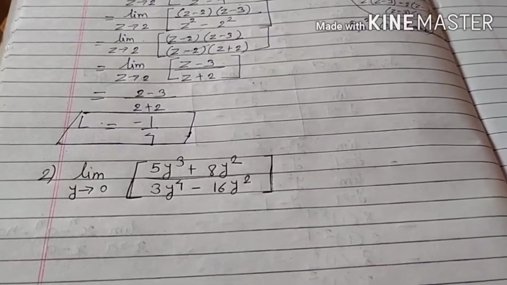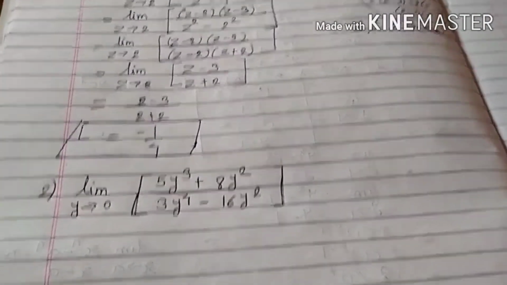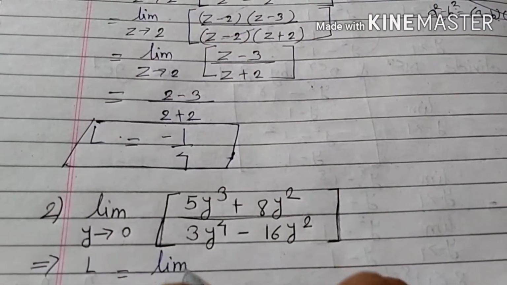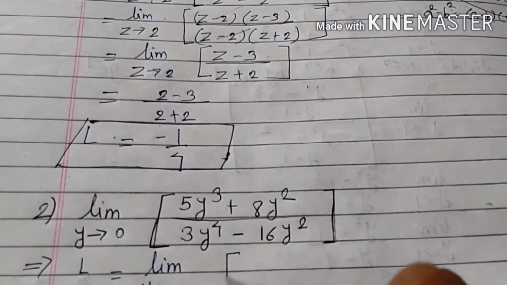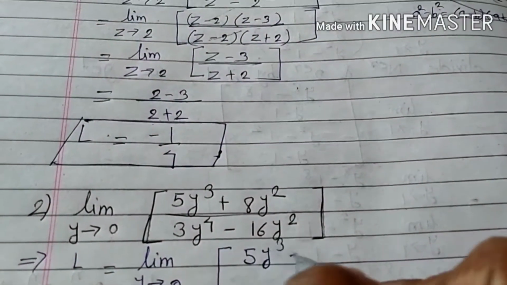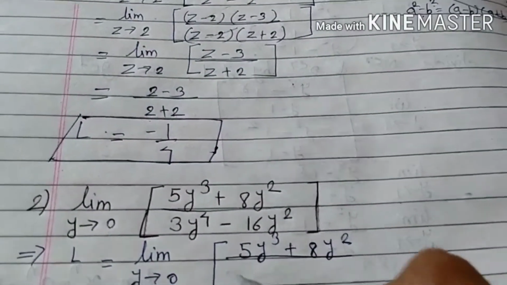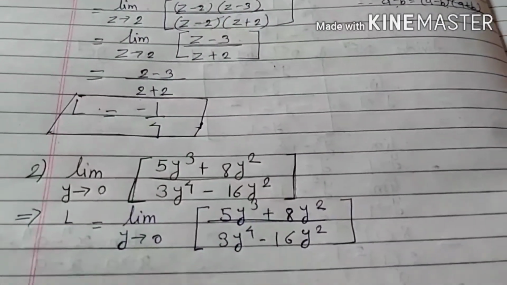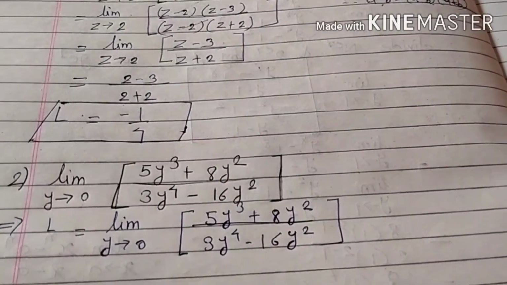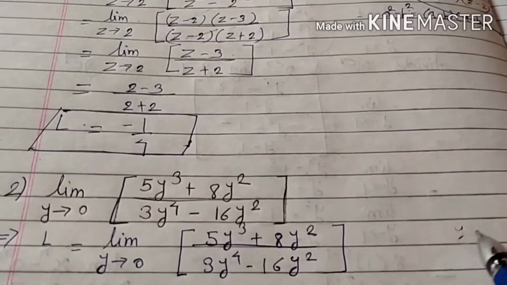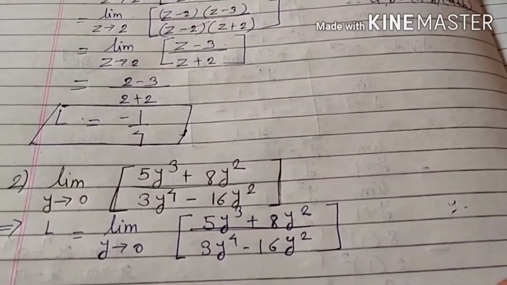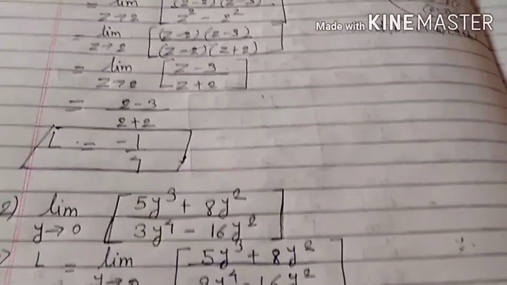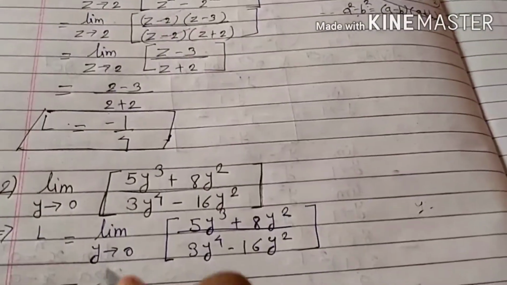Now next example. So first take it as L. Now you can observe that this is y tends to 0, means you have to remove y minus 0 or y plus 0, means you have to remove only y. Understand? Y square, y cube. You have to remove only that factor, then you get your answer.